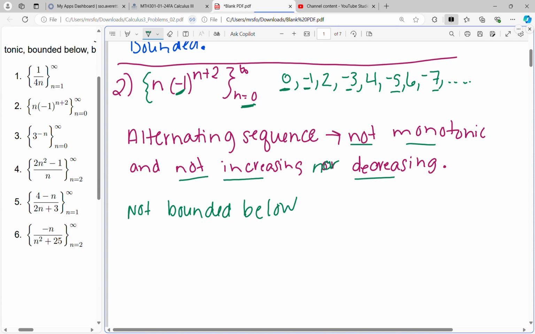So to be bounded, it cannot go to positive infinity or negative infinity. To be bounded, it has to fit between two finite numbers. They do not have to be whole numbers, but they have to be finite numbers. Not bounded below. And if you look, it's not bounded above. It's going to continue to increase. So it's not bounded below and not bounded above. Therefore not bounded.